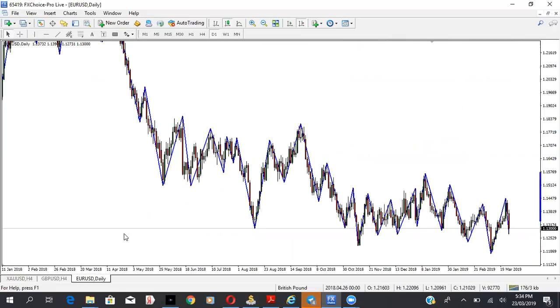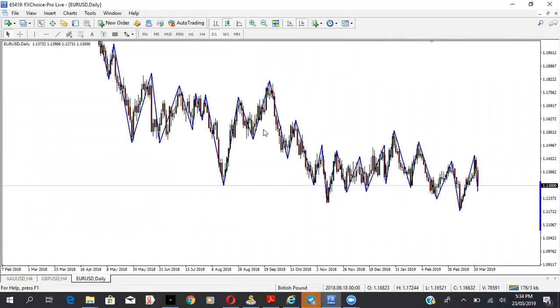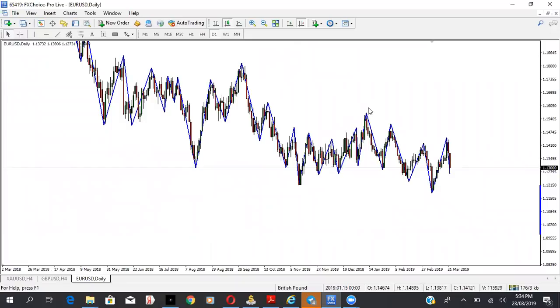Then let me look for a resistance trend line. We have a high here. Left, right, he's the highest. We have a lower high here. Left, right, he's the highest. There's nobody near him. So we pick this point, pinpointed by the zigzag, and this other point.